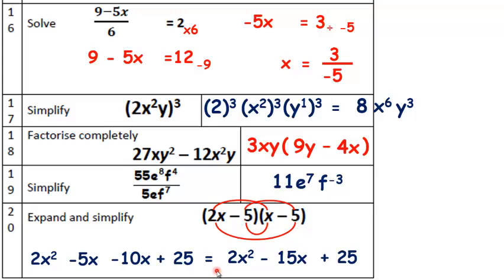Okay, so this is the last algebra sheet. You should be really competent with these. Make sure you go through all of them again and you understand it completely and you are able to do it yourself.